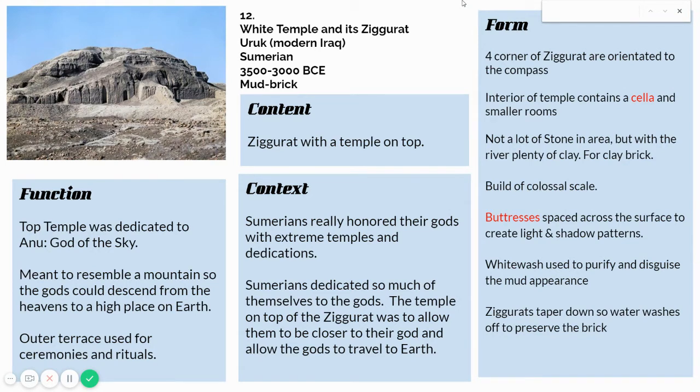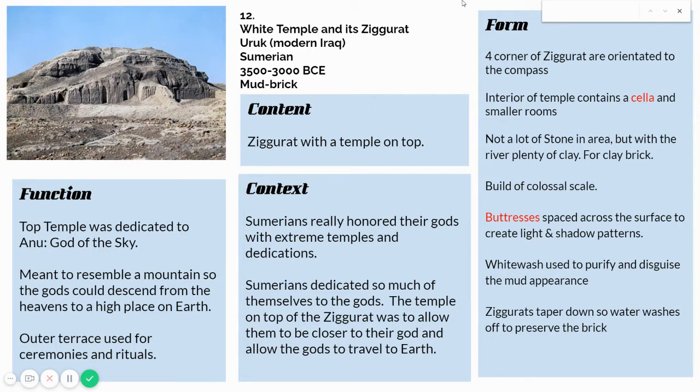And it was meant to resemble a mountain so that the gods from above could descend from the heavens to a high place on earth. Okay. So it was meant to be an easier place for the gods to come down when they come down to earth. This was their place to do that.